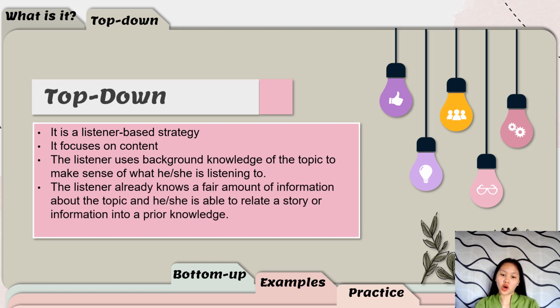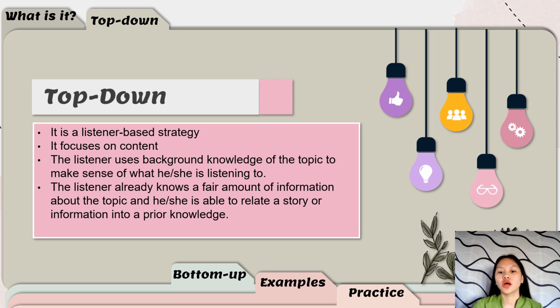The listener already knows a fair amount of information about the topic, and he or she is able to relate a story or information to prior knowledge. As I've said, you have prior knowledge about the topic. The keyword for the top-down strategy is "you are." It focuses on the big picture or the general idea of a listening text. It is the main idea or the summary of the topic.